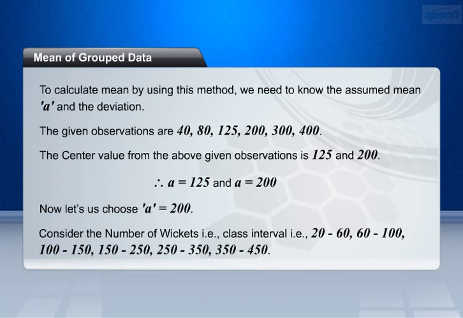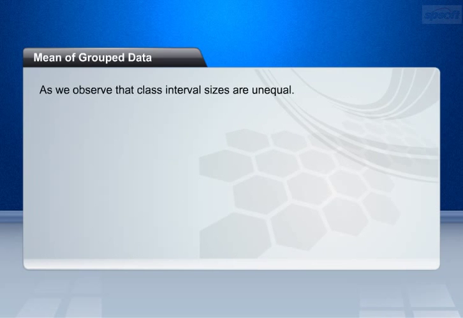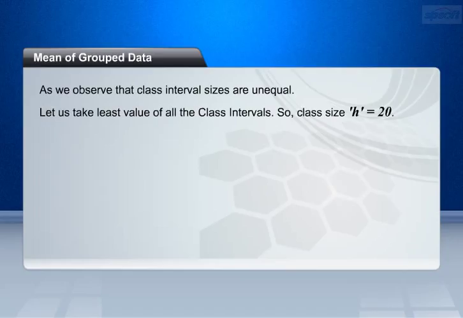Let us consider the number of wickets, that is, class intervals 20 to 60, 60 to 100, 100 to 150, 150 to 250, 250 to 350, 350 to 450. Here, each class interval difference values are 40, 40, 50, 100, 100, 100. As we observe that class interval sizes are unequal, let us take the least value of the lower class limits, which is 20. So, the class size h equals 20.